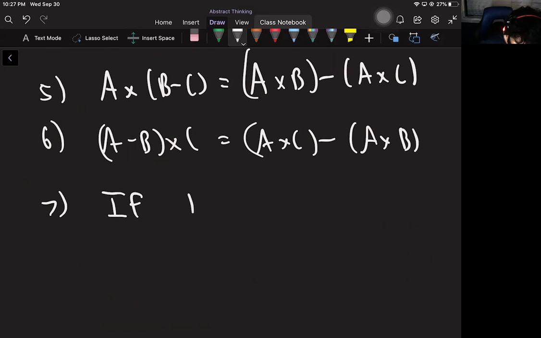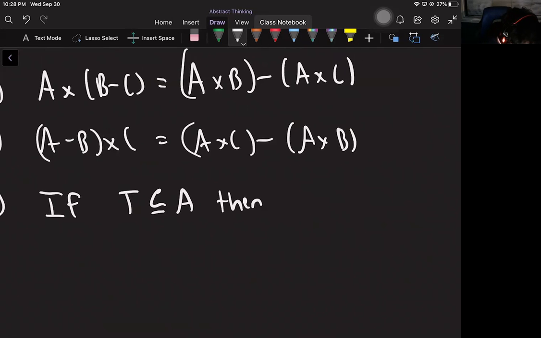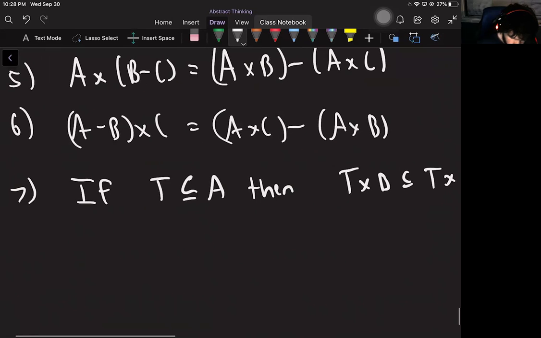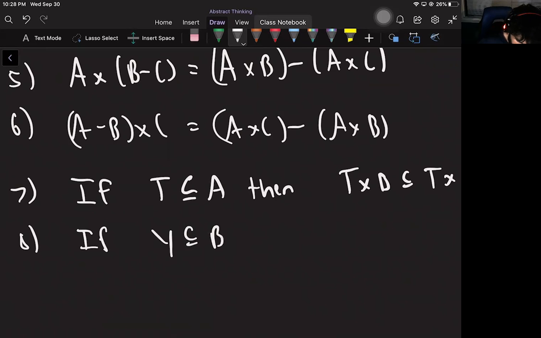So I have to bring in a new set. I'll just call it T. So if you have a subset of A, then you product both of them, well, it's going to maintain the same status. Meaning, if I product with B, it's still going to be a subset of if I product with A, which hopefully is believable. And if I product on the other side, then it'll be the same.